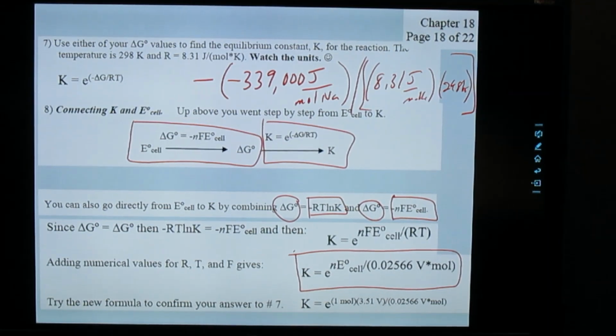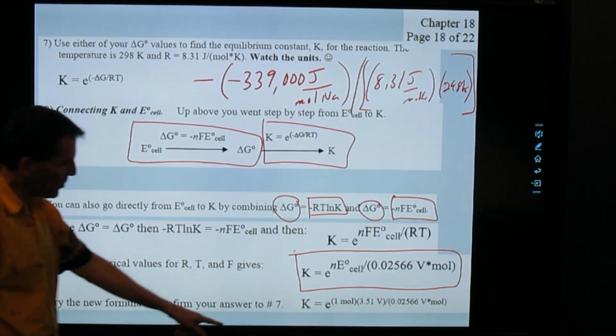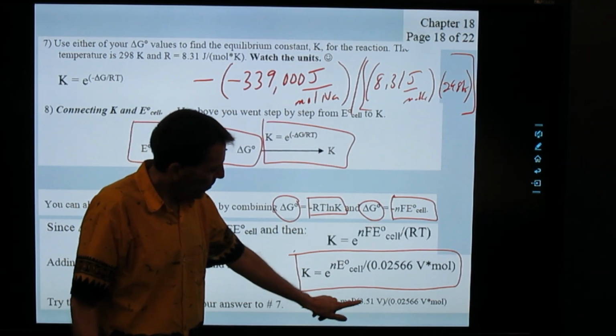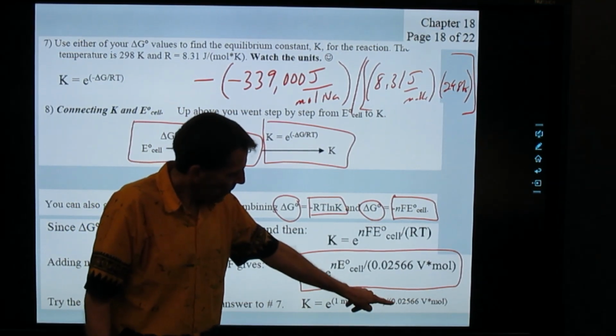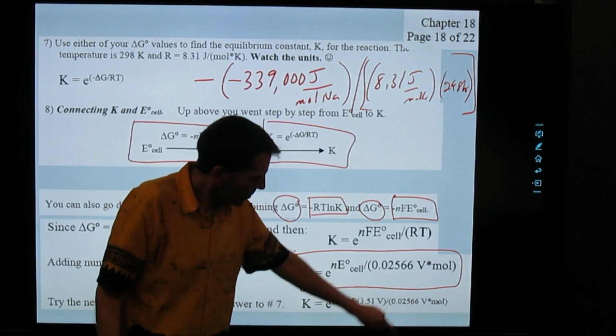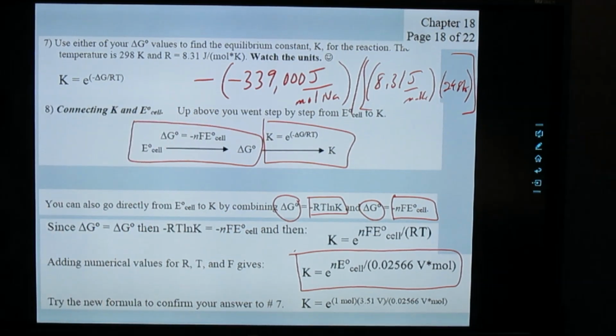And then if you want to check your math, here's the problem we just did. 1 mole times 3.1 volts divided by that constant, 0.2566. And if you do it on your calculator, you should get something that approximates the 2.55 times 10 to the 59.